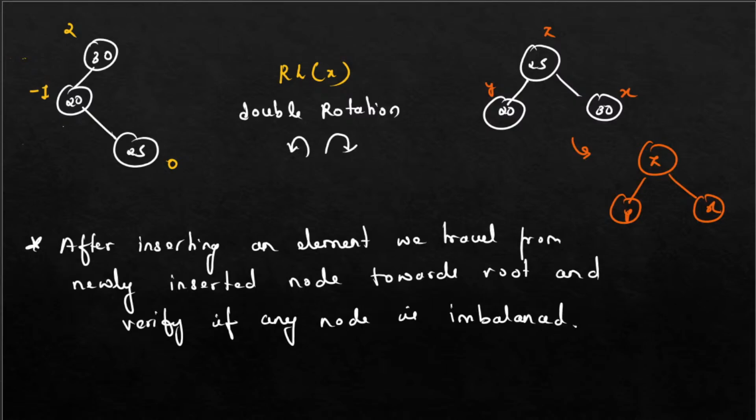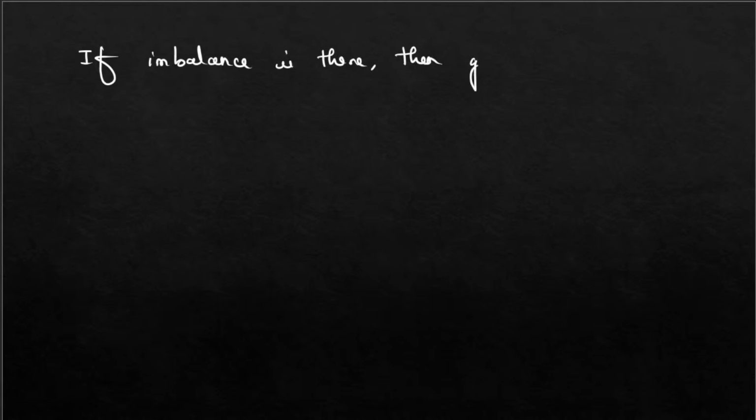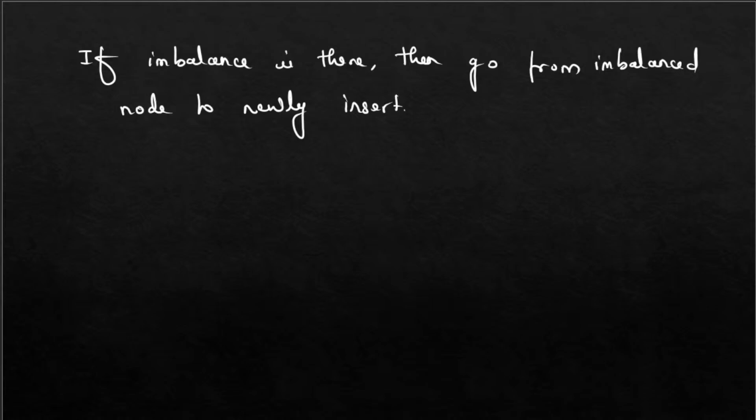Okay, but if there is an imbalanced node, then what are we going to do? If imbalance is there, then go from the imbalanced node to the newly inserted node. That way we can understand what type of imbalance occurs, and that's how we will change it.